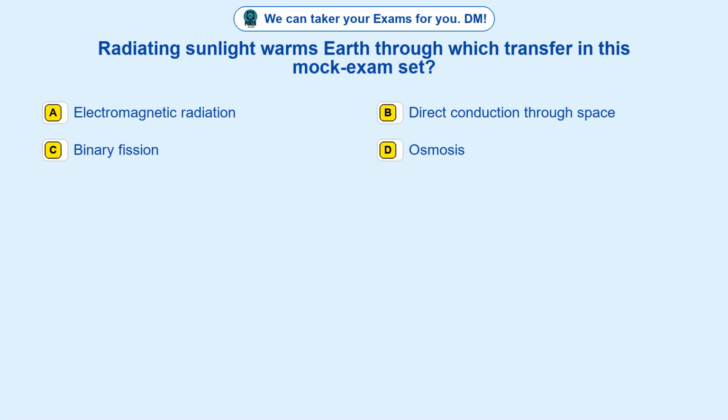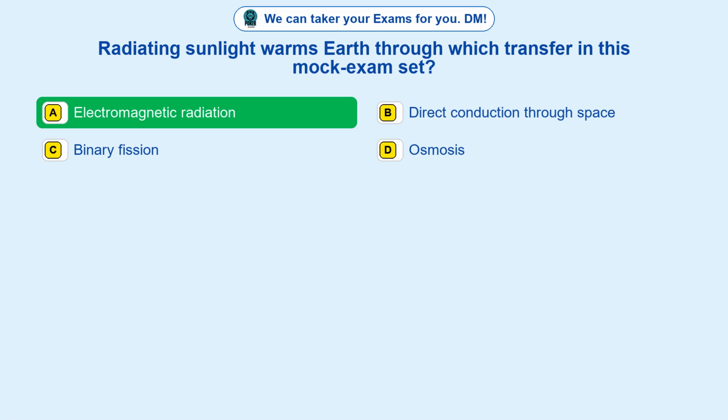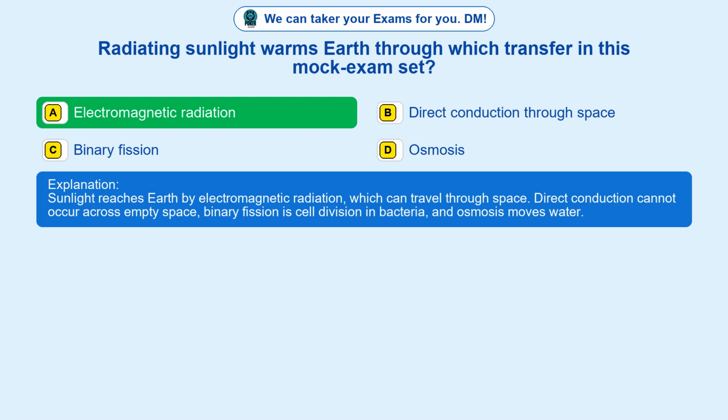Question 77. Radiating sunlight warms Earth through which transfer in this mock exam set? Option A, electromagnetic radiation. Option B, direct conduction through space. Option C, binary fission. Option D, osmosis. The correct answer is option A. Electromagnetic radiation. Sunlight reaches Earth by electromagnetic radiation, which can travel through space. Direct conduction cannot occur across empty space, binary fission is cell division in bacteria, and osmosis moves water.